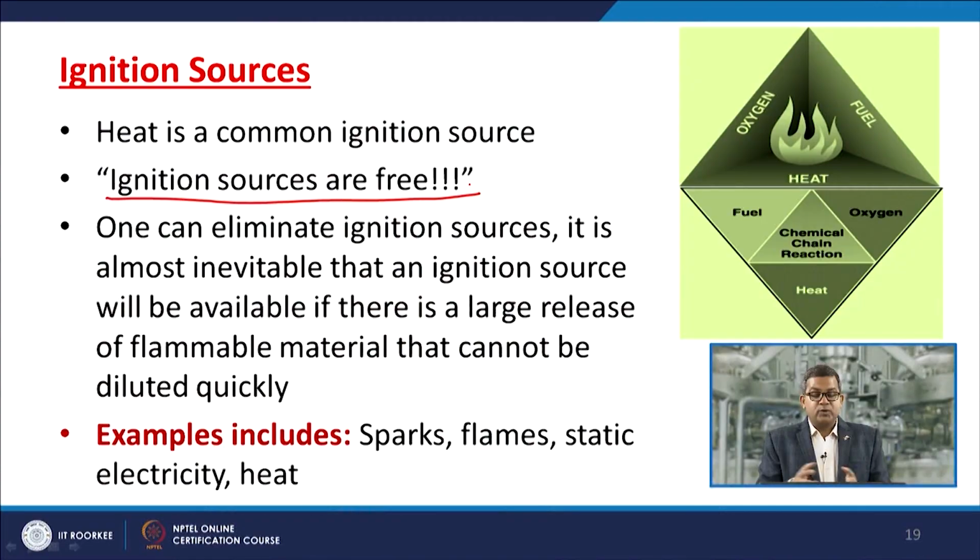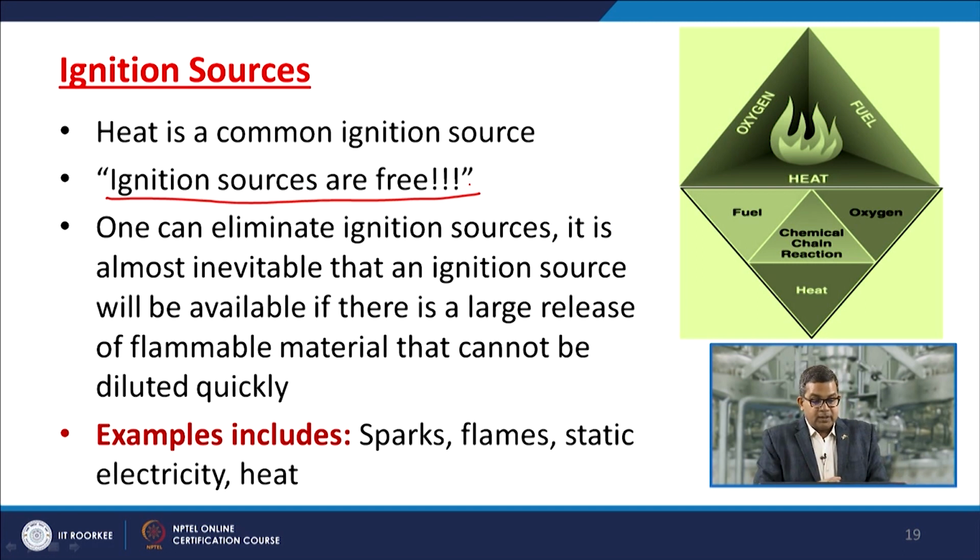Now, one can eliminate ignition sources, but it is almost inevitable that an ignition source will be available if there is a large release of flammable material that cannot be diluted quickly. One more thing is that whatever source of ignition you are using must have a sufficient quantity of energy, or delta H, within it so that it can ignite that combustible mixture. Once it is ignited, there is a formation of a chemical chain reaction, and the net release based on its delta H is sufficient to sustain that particular fire.